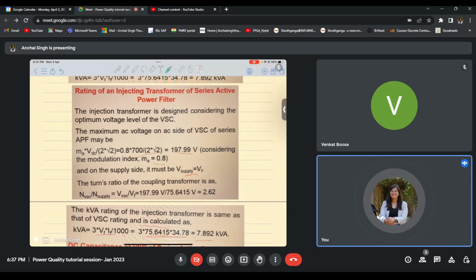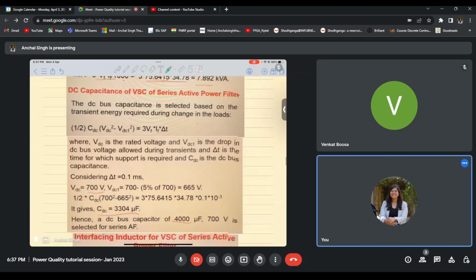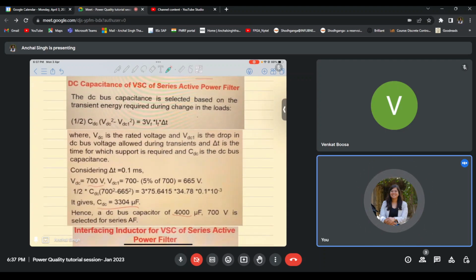So the turns ratio for the coupling transformer can be found out as voltage source converter side to supply side. We know that N1 by N2 is equal to V1 by V2 for a transformer. So using that standard equation, we could find out using both the voltages. I was able to find out the turns ratio of the transformer. Right? Now, the next part to design is the DC capacitance value of the series active power filter.